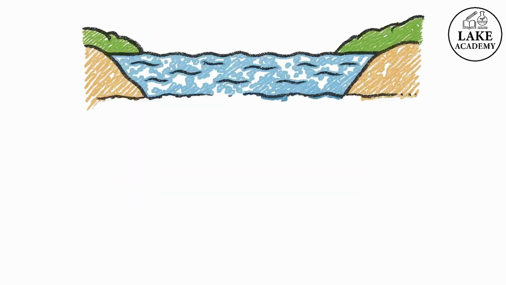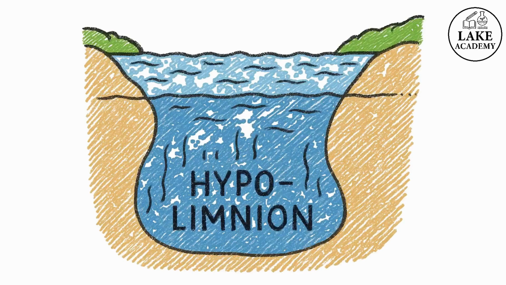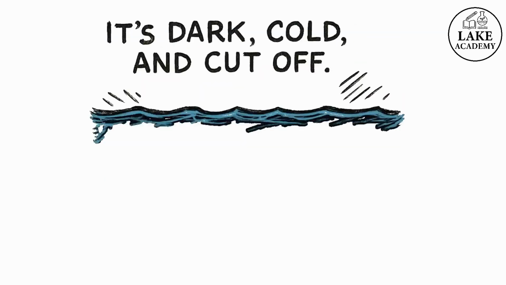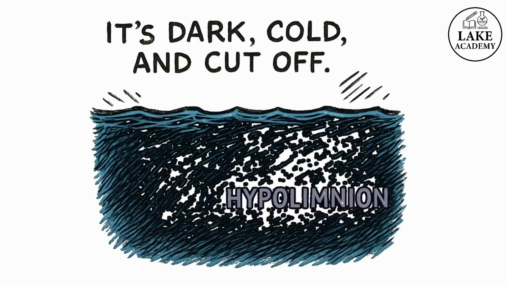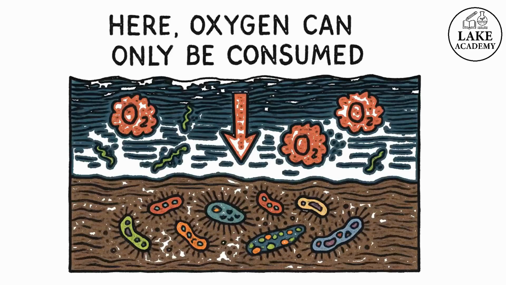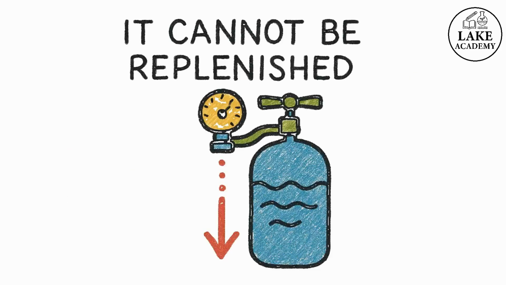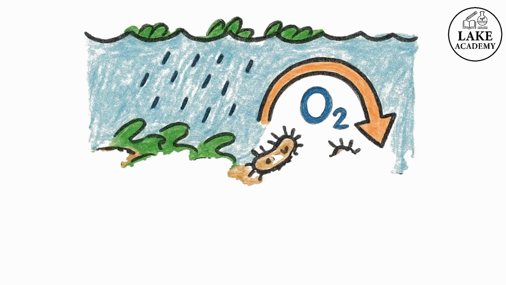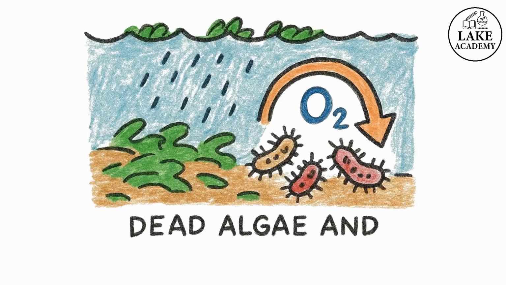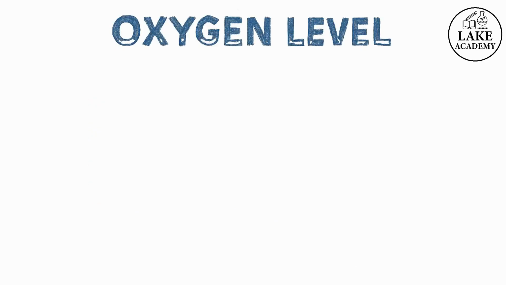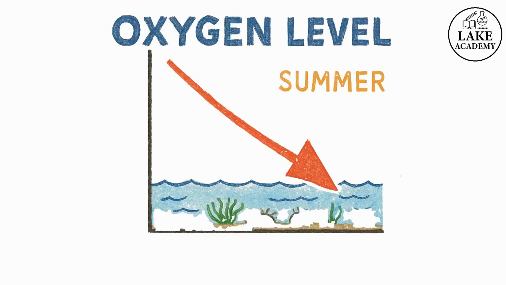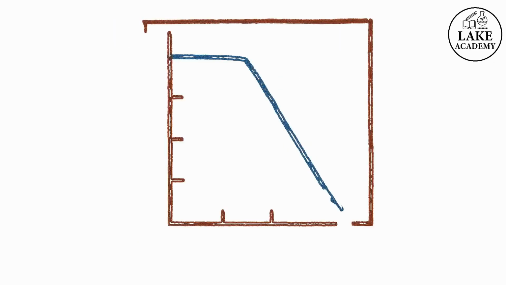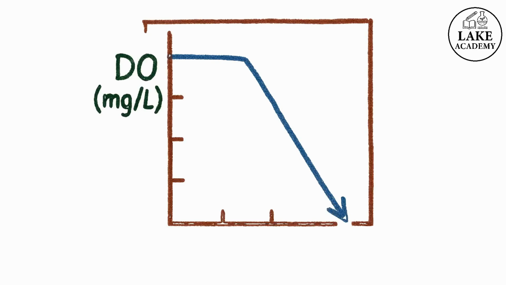Below this barrier lies the deep layer, the hypolimnion. This part of the lake is completely isolated from the atmosphere during the summer. It's dark, cold, and cut off. Here, oxygen can only be consumed. It cannot be replenished. Bacteria on the lake bed decompose dead algae and other organic matter that rains down from above, and this process uses up oxygen. So, throughout the summer, the oxygen level in the hypolimnion only goes in one direction, down. The DO profile shows this as a sharp decline, with the line plunging towards the bottom of the graph.